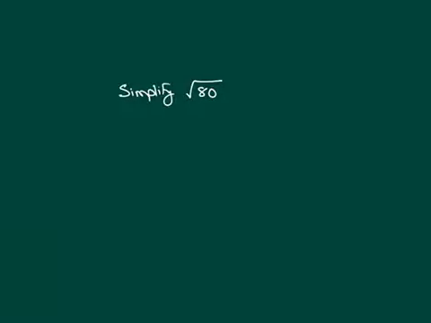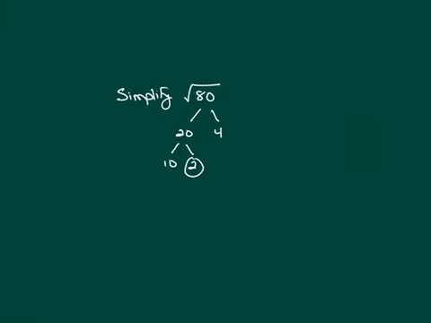If I start with 80, then I want to break 80 down into primes. So you can go any way you want, but I just want to think of numbers that multiply to 80. So let's start with 20 times 4. And then 20 can become 10 times 2. And once you get a prime, you can circle it. We're done with that. And then 10 can be 5 times 2.